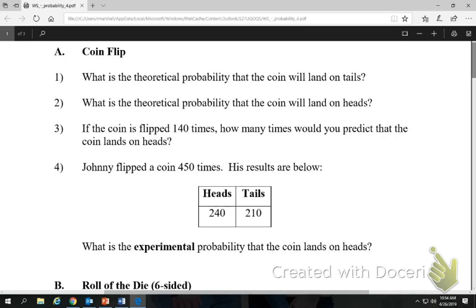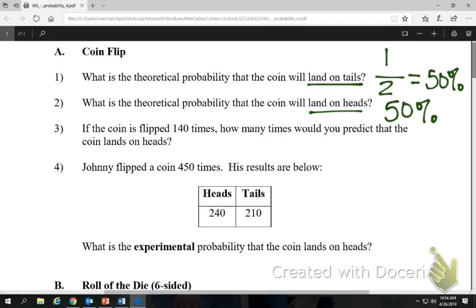The theoretical probability that it lands on tails. We did talk about this yesterday. We're going to slow it down for 2 seconds. How many options are there when you flip a coin? 2 of them. And our favorable outcome would be landing on tails, which would be 1 favorable outcome. That makes 50%. So that means the probability of landing on heads is also 50%.